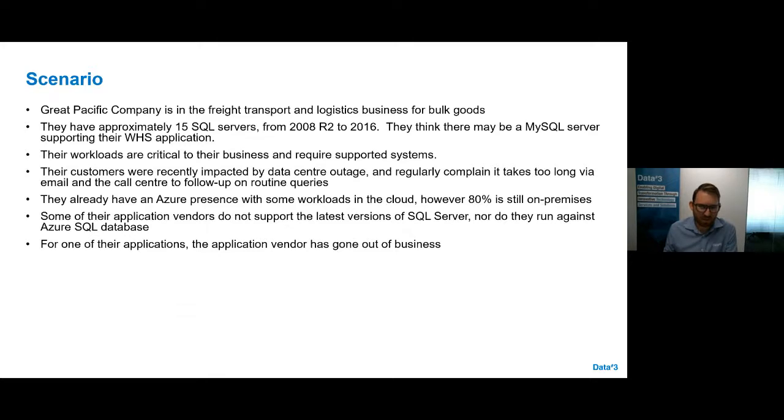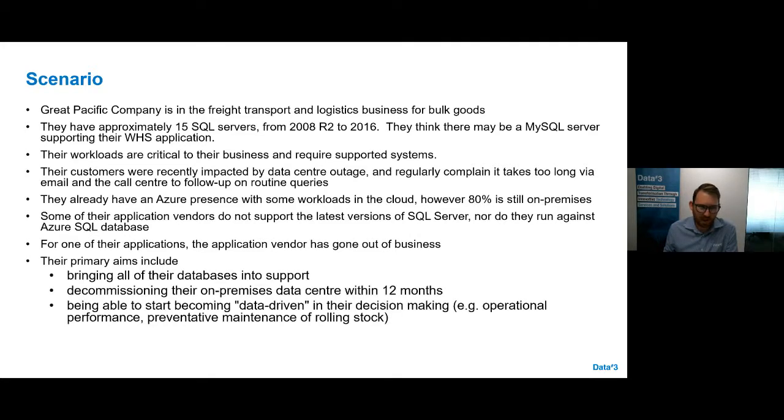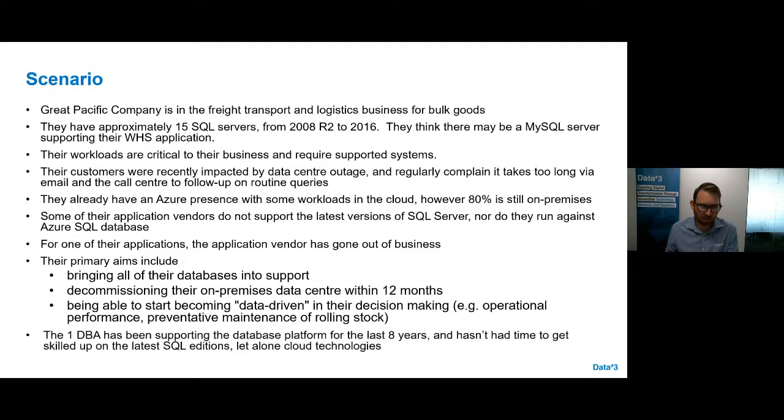Legacy applications that we all rely on. And some of their primary aims is bringing their database and support, decommissioning their data center within that 12 months, and be able to start becoming data-driven in decision making. And we'll talk a bit about that already today. So things like operational performance, maintenance of their rolling stock is all important. And they have only one DBA who has been supporting this platform for the last 8 years. They have little time to get skilled up because they're busy supporting this environment, in legacy SQL, along with legacy technology as well.